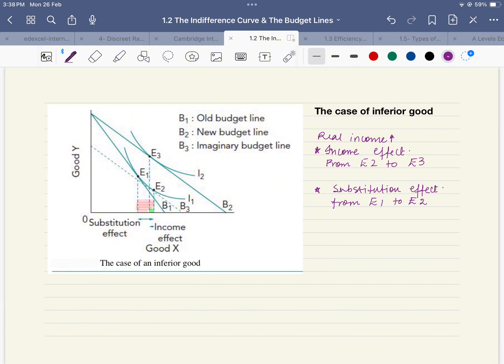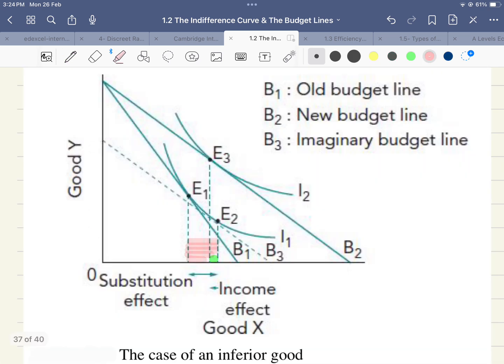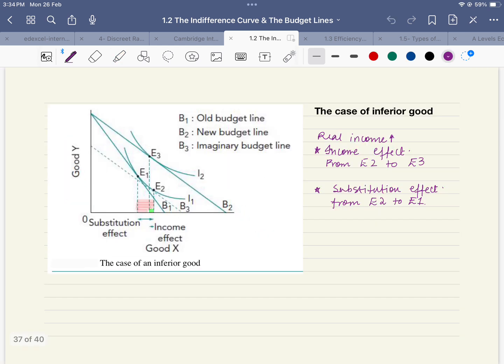Substitution effect, on the other hand, is from E1 to E2, as E2 is the point which lies on the imaginary budget line. In case of inferior goods, substitution effect outweighs the income effect and the overall quantity demanded rises. The overall change here in quantity is from E1 to E3. The curve is downward sloping, which means that a fall in price increases the quantity demanded.